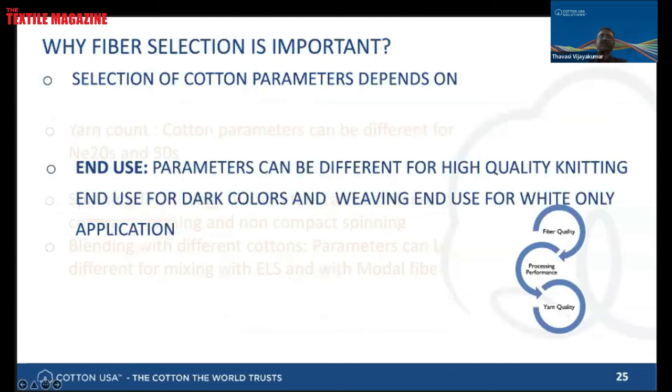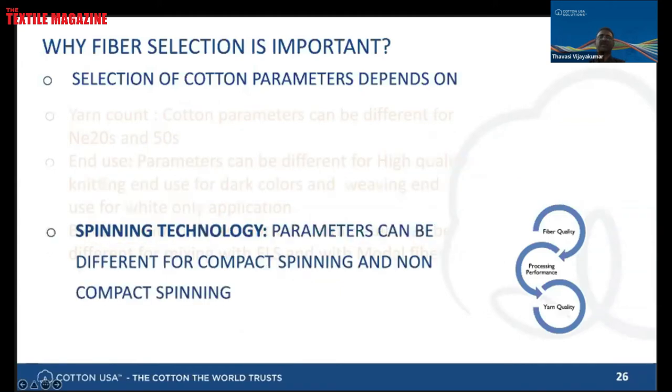Then end use, whether it is for knitting or for weaving. We all know that for weaving, we need a longer length, stronger fiber, and lower micronaire, as against knitting, which allows coarser micronaire, shorter length, and lower strength. And especially if we add compact, this can be compensated. Then spinning technology is very important. So cotton parameters for 40s combed non-compact carded yarn and 40s compact carded yarn have to be totally different because it's a very difficult count to produce. And if you do not have compact for 40s carded, sometimes I would even recommend it is better not to produce 40s carded yarn in non-compact. So here spinning technology plays a major role.